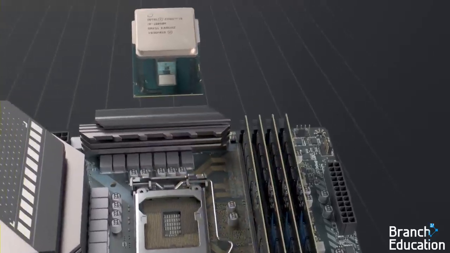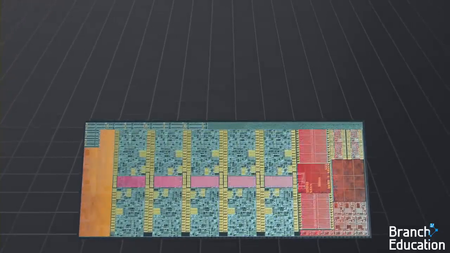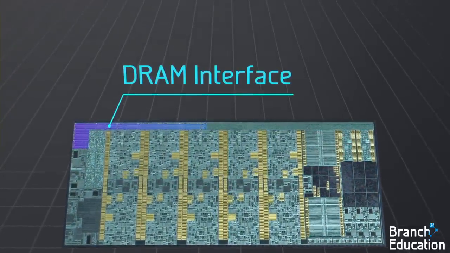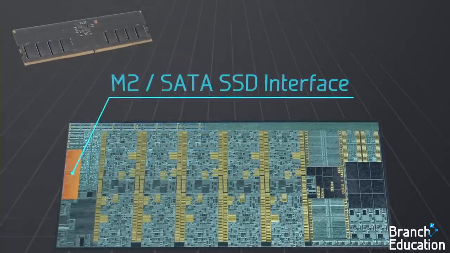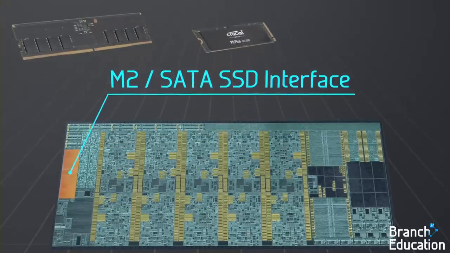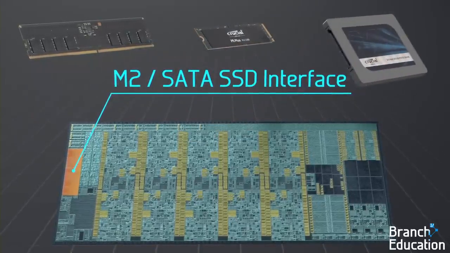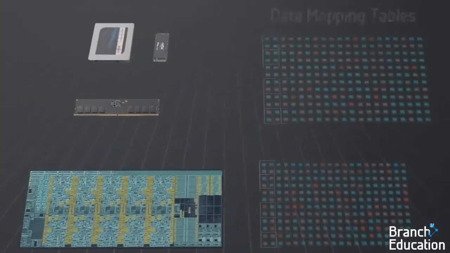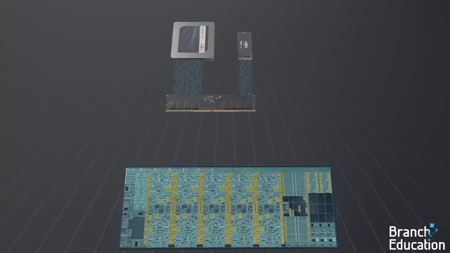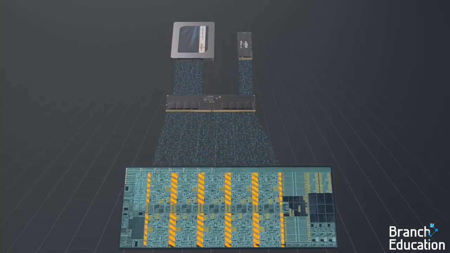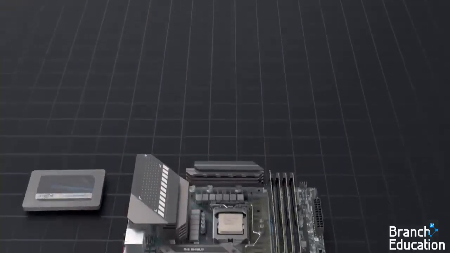Let's move to look inside the CPU at the processor. Along with numerous cores and many other elements, we find the memory controller which manages and communicates with the DRAM. There's also a separate section for communicating with SSDs plugged into the M2 slots, and with SSDs and hard drives plugged into SATA connectors. Using these sections, along with data mapping tables, the CPU manages the flow of data from the SSD to DRAM, as well as from DRAM to cache memory for processing by the cores.